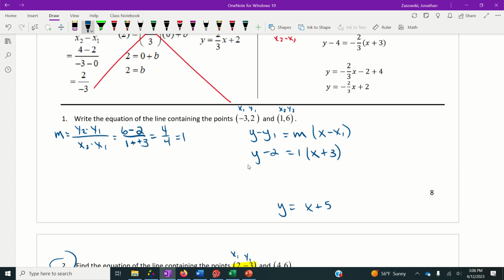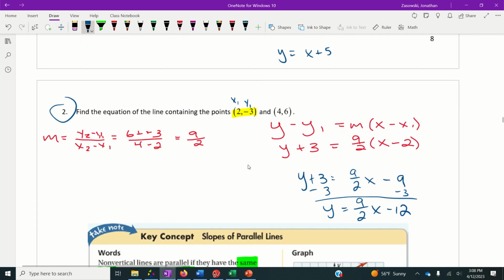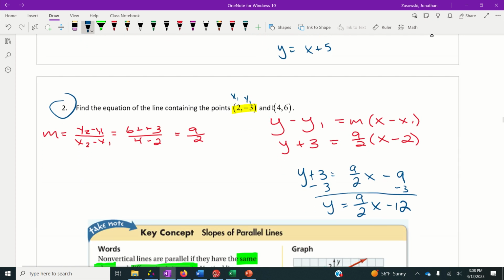All right. And if we go down to the next page for number 2, you're going to see that it's kind of the same thing here. Okay. We take our 2 points, x1, y1, x2, y2. We're going to plug in, so it's going to be 6 minus -3, which is 9. 4 minus 2 is 2. There goes our slope in the formula. And then we're going to take our points and plug them in. So remember to change the sign of the y's. And then if we have to, we can distribute and end up with y equals 9/2x minus 12.